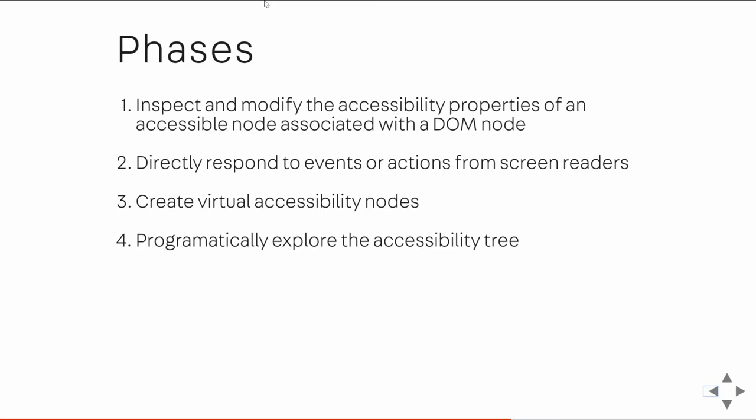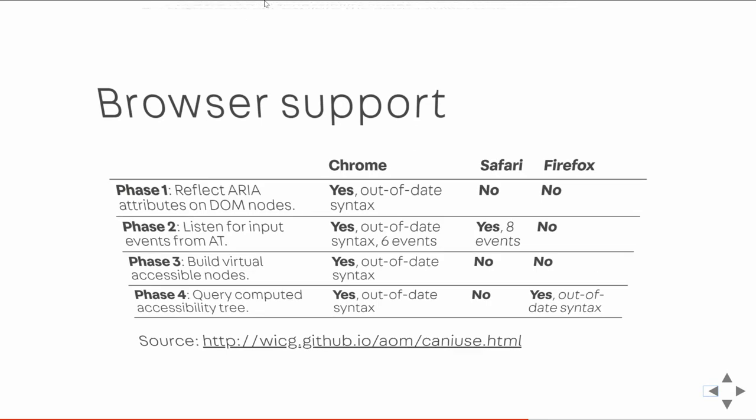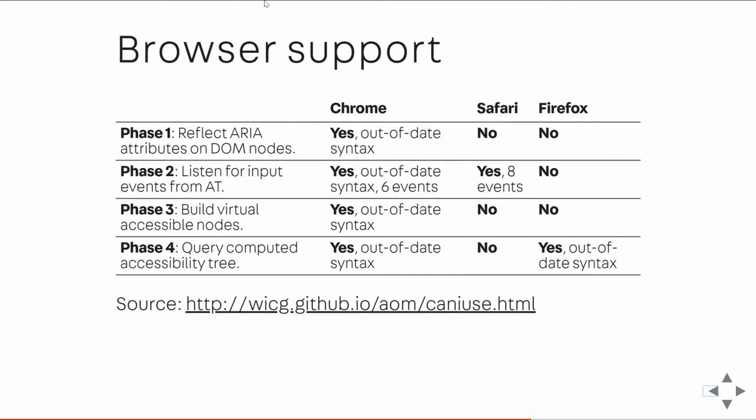The second phase gives you the ability to directly respond to the events coming from the screen reader or the assistive technology. The third phase allows you to create virtual accessible nodes. That's a nice term, and I will go into detail about that later. And the fourth phase will allow you to programmatically have a look at the tree. So you can explore the whole tree from JavaScript, which might be very interesting for some purposes.